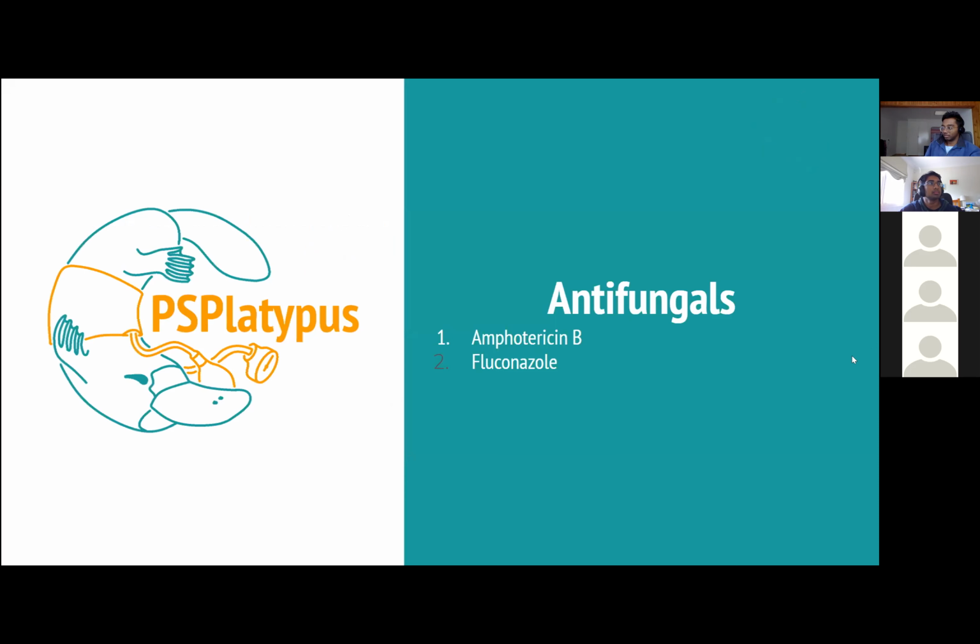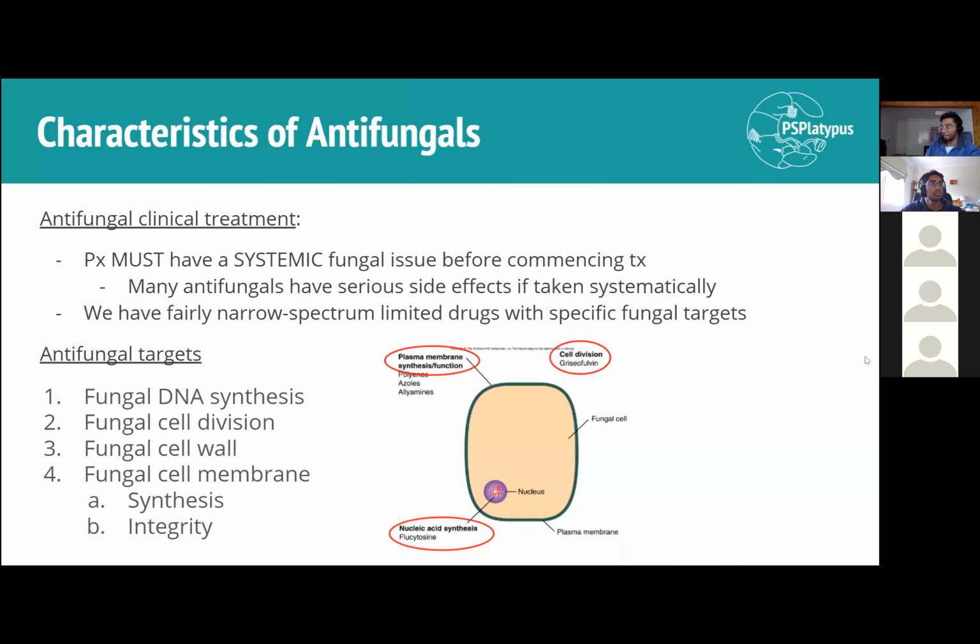Okay, so onto the final part, antifungals. So this was attached on to the end of our antivirals lecture for us, and we only have 2 specific antifungals we're going to talk about. Before we get to that, some context.